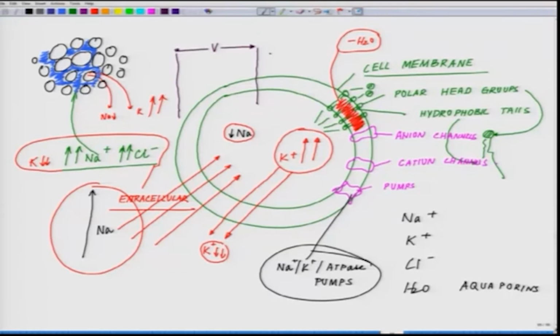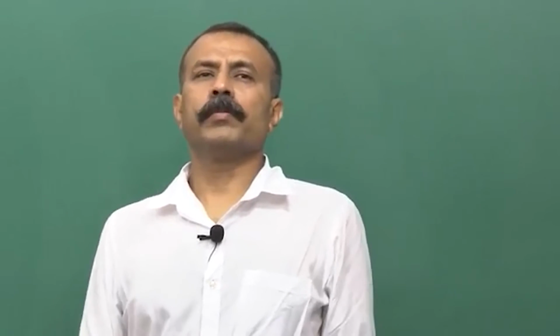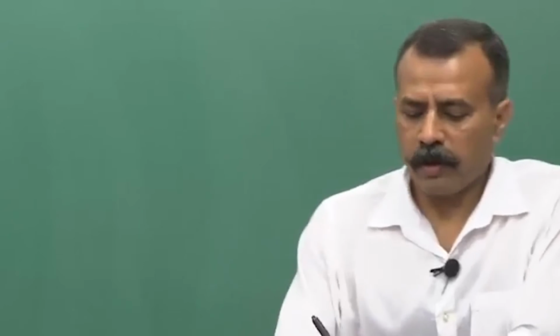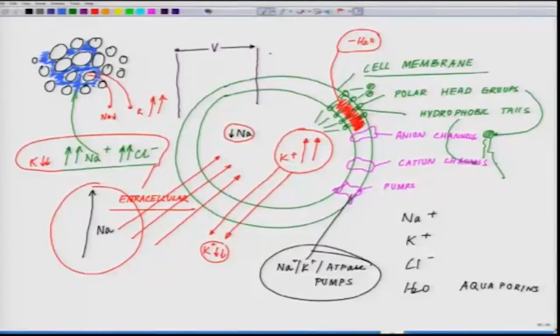In other words, you are measuring the voltage across the cell membrane, so inside the cell membrane versus outside the cell membrane. It has been observed for all the cells of your body. I told you that all your cells are bathing in extracellular fluid like this, right. Now, you place an electrode here, you place an electrode here, and you measure the voltage across it.